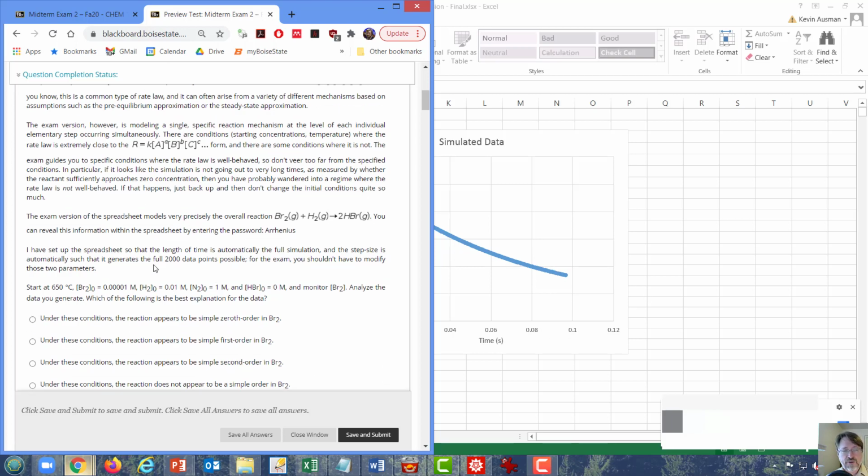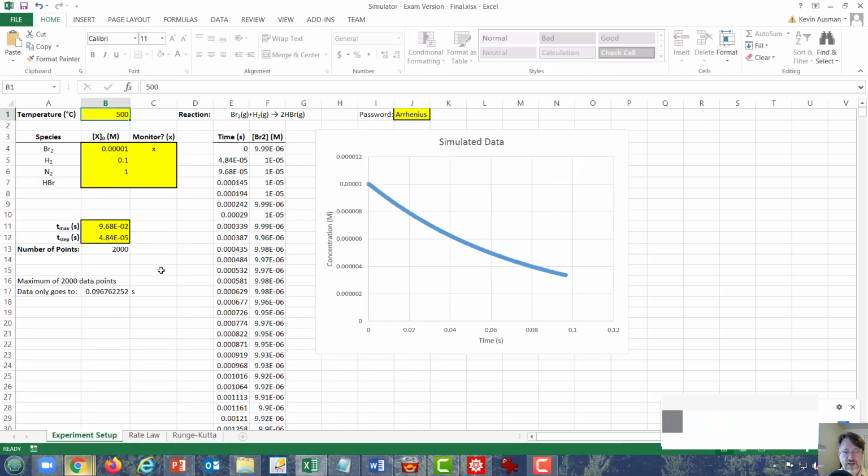I've also set up the spreadsheet so that the length of time is automatically the full simulation and the step size is automatically generating the full 2,000 data points. And for this exam, you should not have to modify those two parameters. So leave the times unchanged.